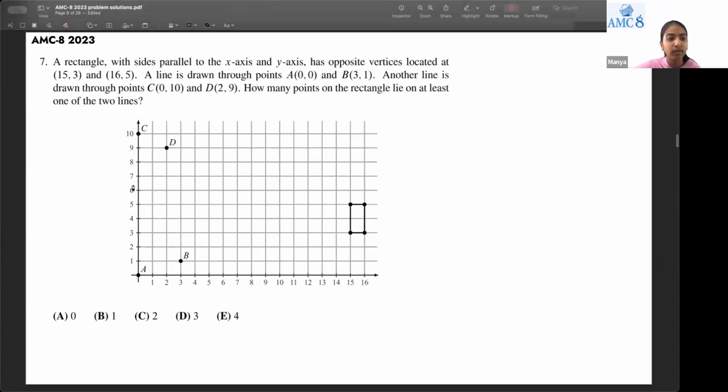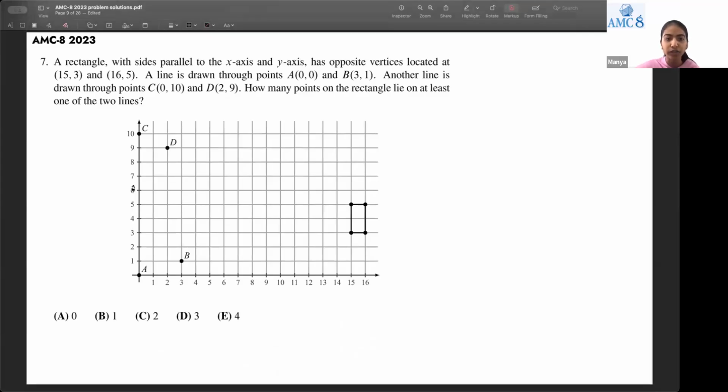Problem number 7. A rectangle with sides parallel to the x-axis and y-axis has opposite vertices located at 15,3 and 16,5. A line is drawn through the points A, 0, 0 and B, 3, 1. Another line is drawn through the points C, 0, 10 and D, 2, 9. How many points in the rectangle lie on at least one of these two lines?